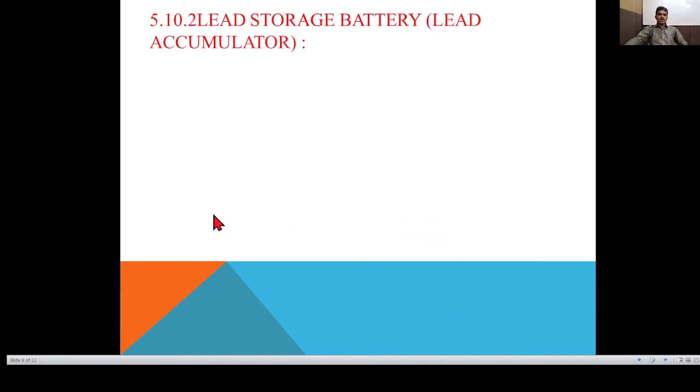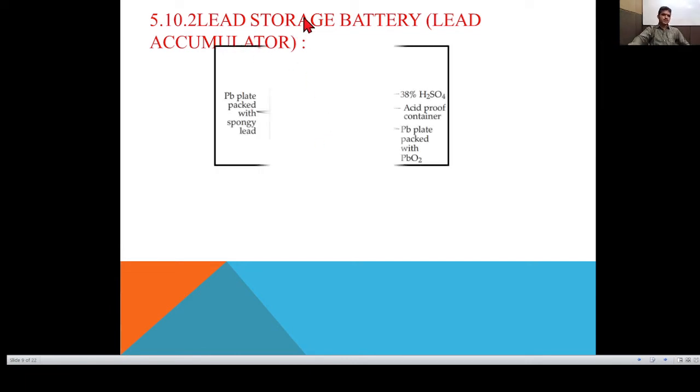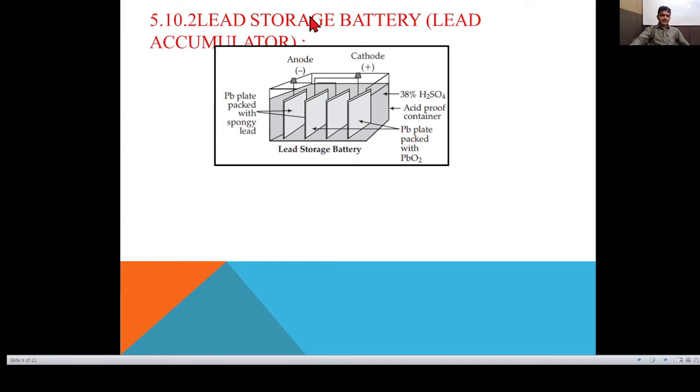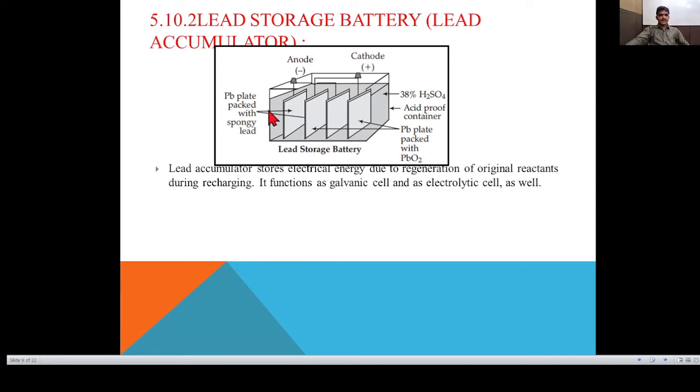Secondary Voltaic cell. The Voltaic cell that can be recharged by reversing the direction of flow of electric current. So that is lead storage battery. It consists of a lead accumulator, which stores electrical energy due to the regeneration of the original reactants during recharging.